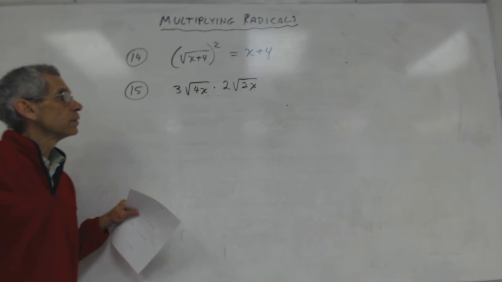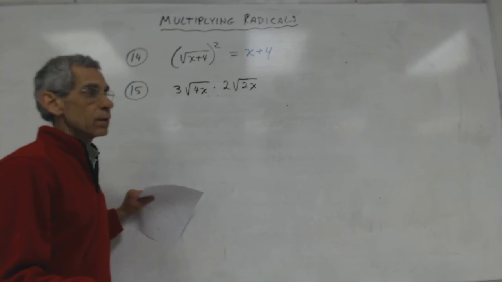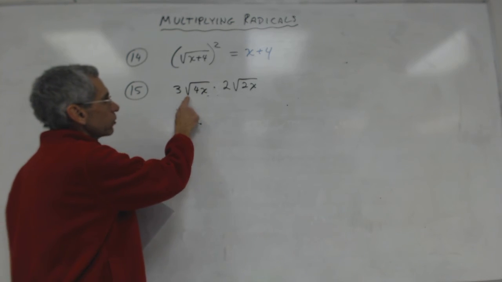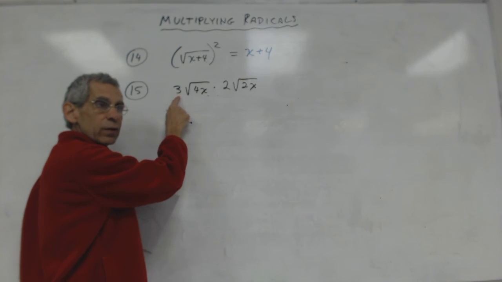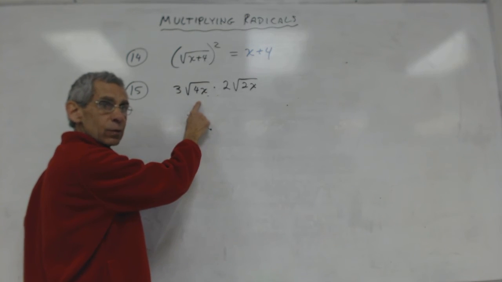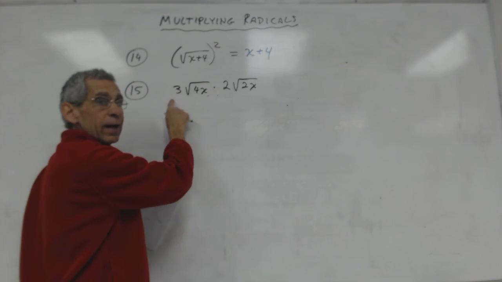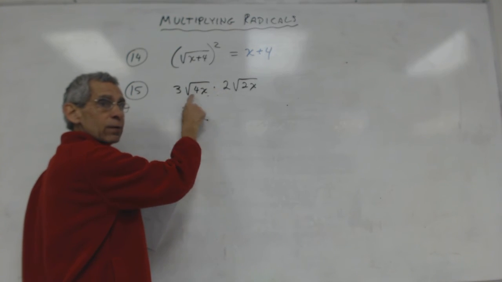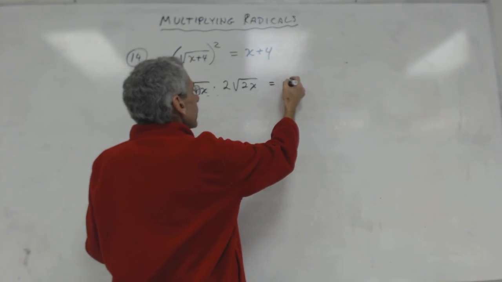Wait, I had an idea. Never mind. So we have 6 times the square root of 8x. Can we multiply that 3 times the 4x? No. Can we make that the square root of 12x? No, you can't. When a number is not under a square root sign, you can't multiply it by the number inside the square root sign. That's why you keep it outside. But anything outside is fair game. I can multiply those two together. So suddenly I've got 6 square root of 8x.